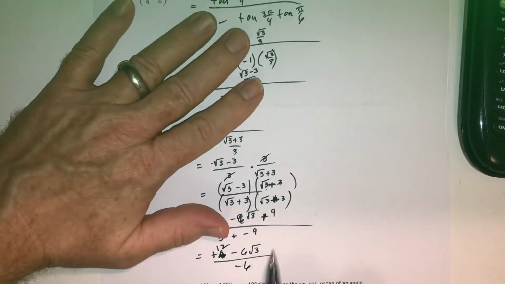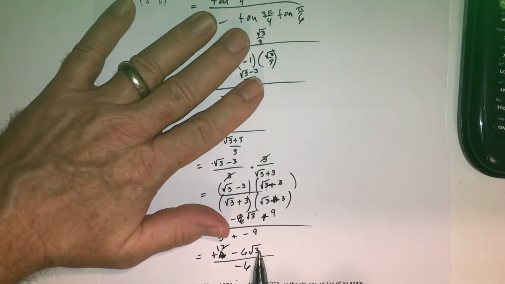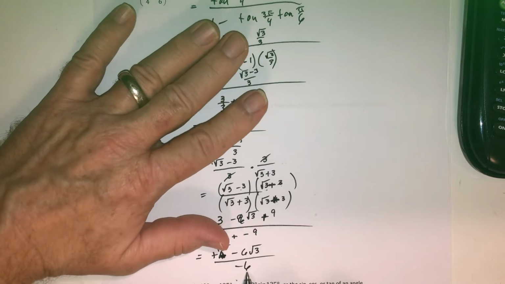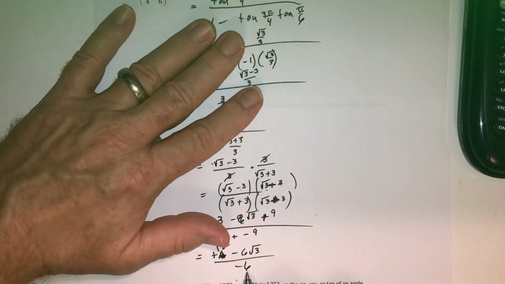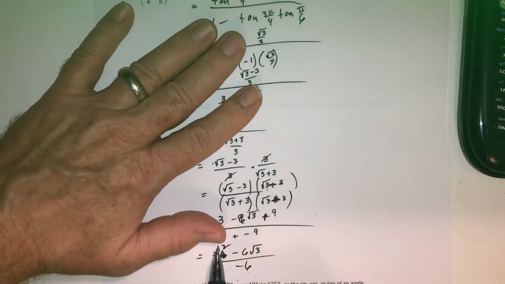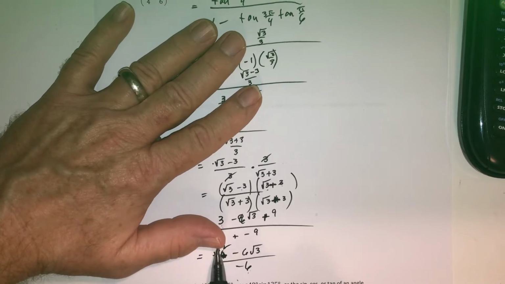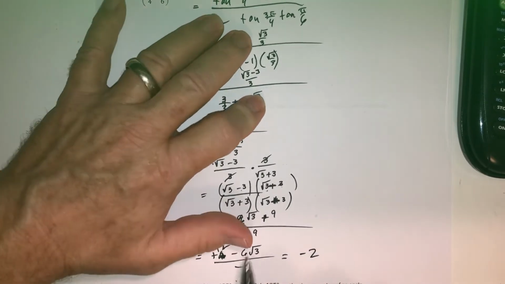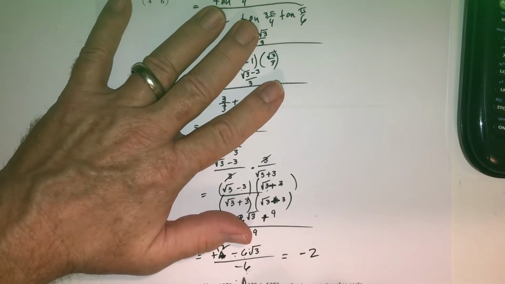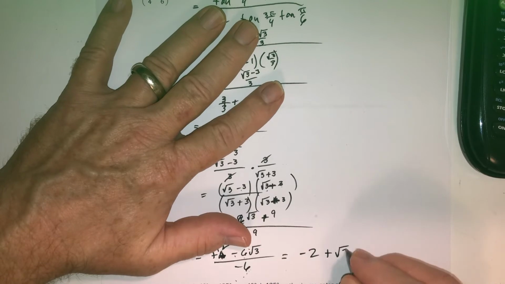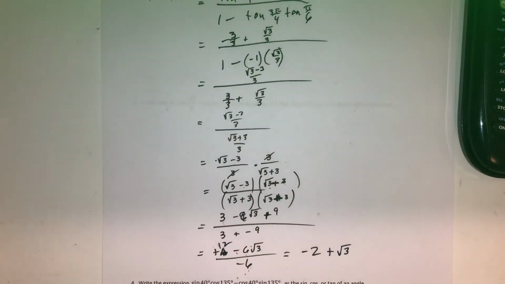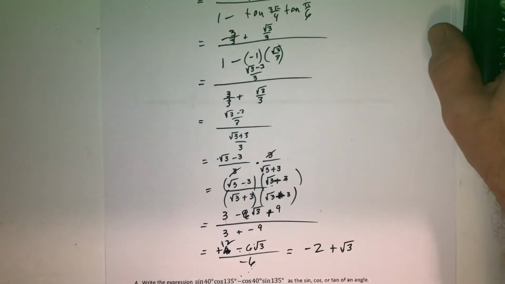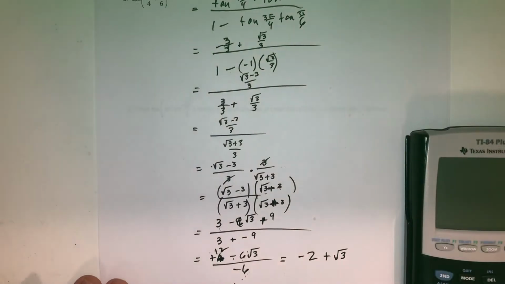And now all of these terms, the 12 in the numerator and the 6 in the denominator, are divisible by 6. So I'm just going to divide by negative 6. I'm going to take 12 and divide it by negative 6. That would give me negative 2. I'm going to take negative 6 times the square root of 3 and divide it by negative 6. That would be positive the square root of 3. All right, there's your work for that. I just made a simple mistake, and I'm sorry. Thank you.